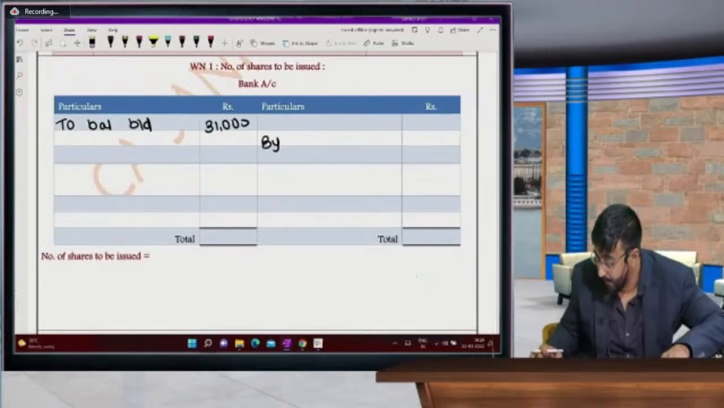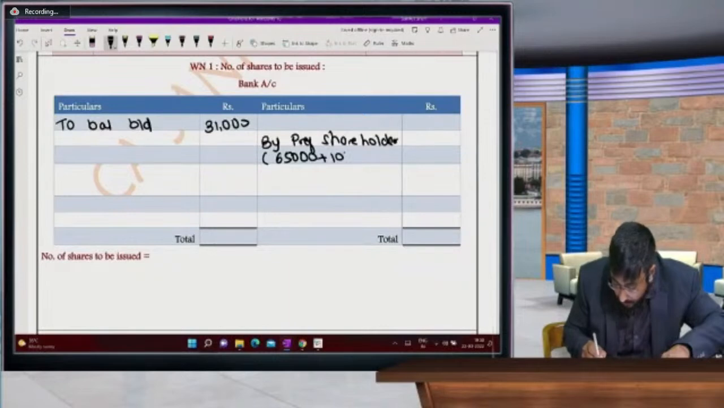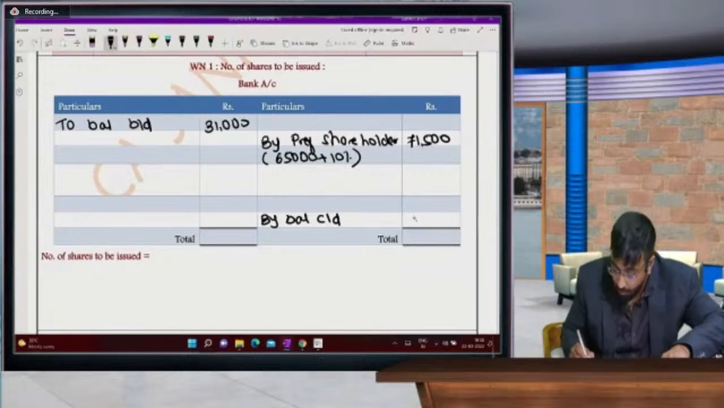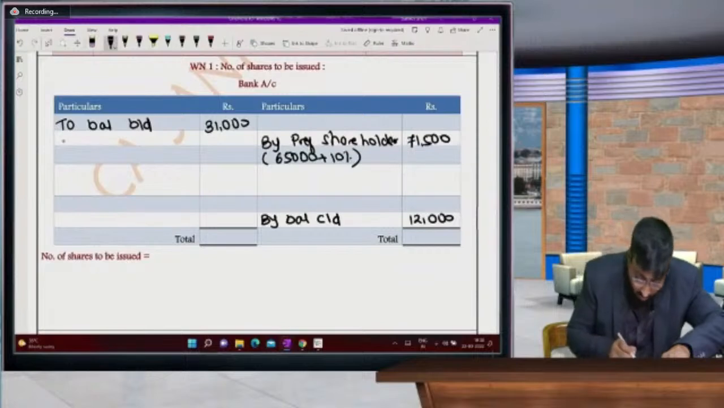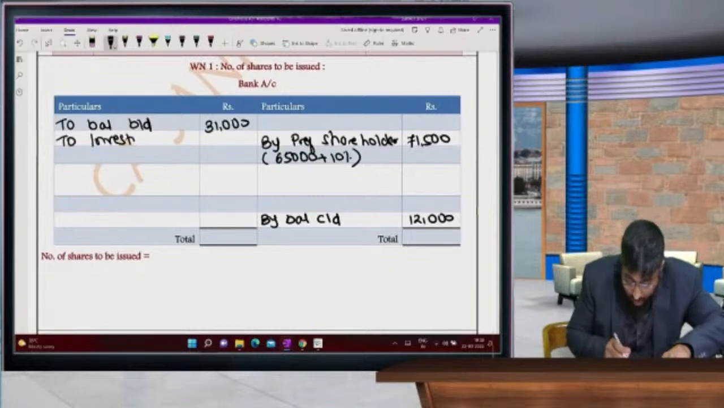Second line, by preference shareholder, 65,000 plus 10%, 71,500. And by balance carried down 12,000. To investment, how much you received? 15,000.